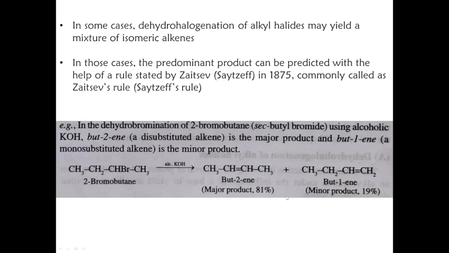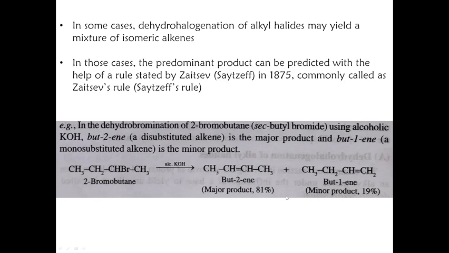Now what does the Zaitsev rule say? Alexander Mikhailovich Zaitsev is the name of the scientist. The Zaitsev rule says that the alkene formed in greatest amount, the predominant product, is the one that corresponds to the removal of hydrogen from the beta carbon having the fewest hydrogen substituents. Here the alpha carbon is the carbon where the leaving group is attached. The leaving group is bromine, so this carbon is the alpha carbon, and the other carbons are beta carbons.